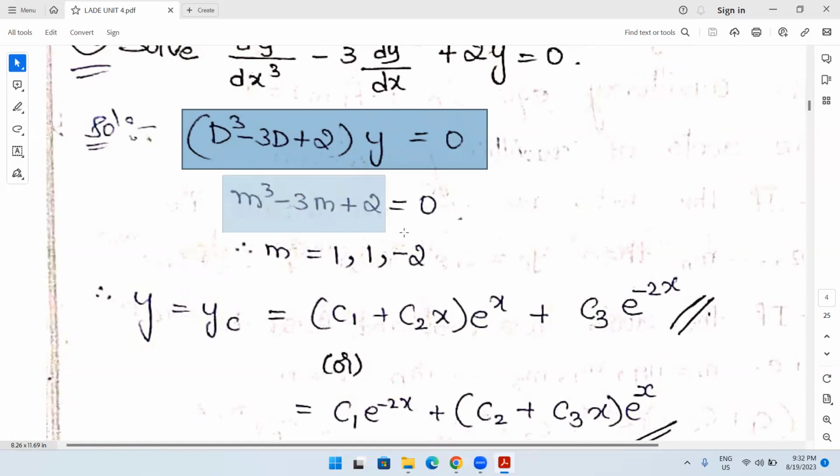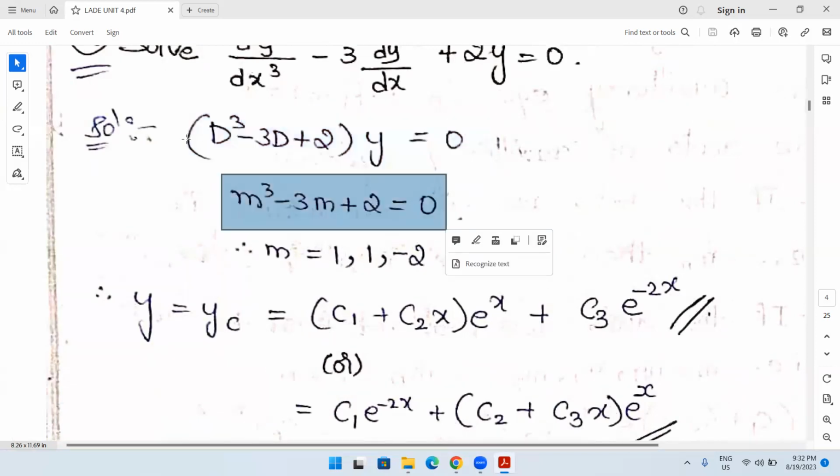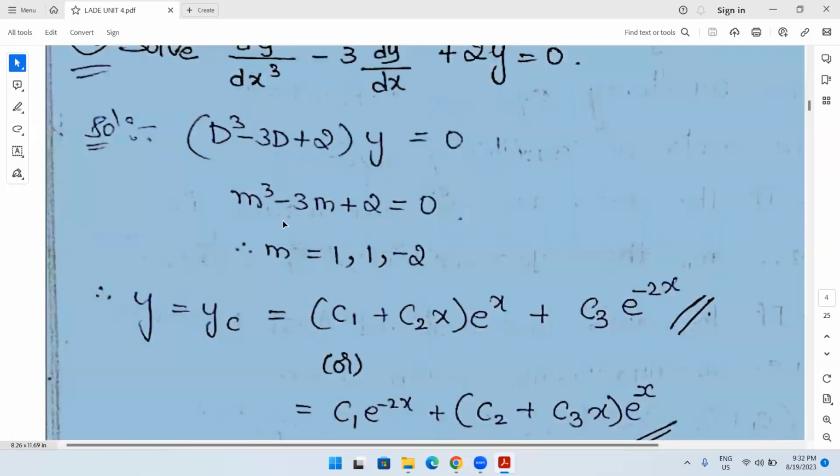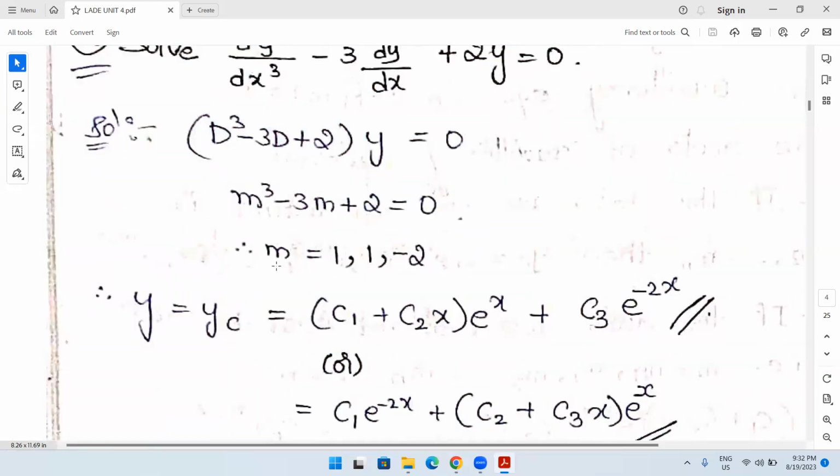Second step is to write the auxiliary equation. What's the auxiliary equation? So we consider only this polynomial. We ignore y. So what's the polynomial? M cube minus 3m plus 2. In the place of D, we substitute m. And third step is to find the roots.